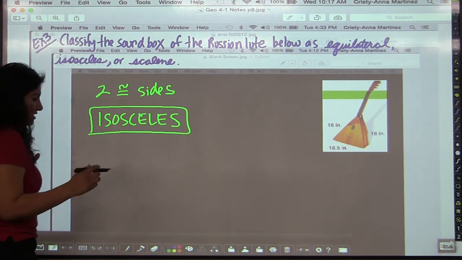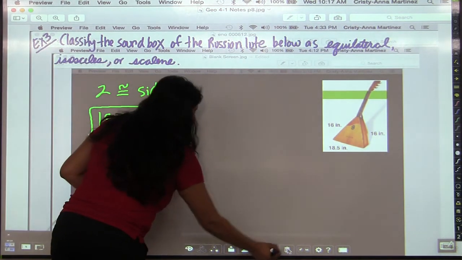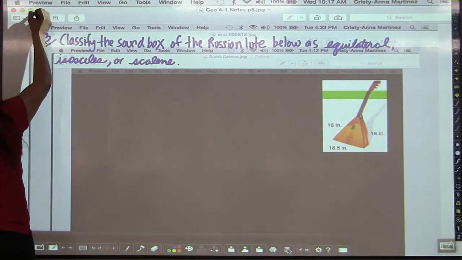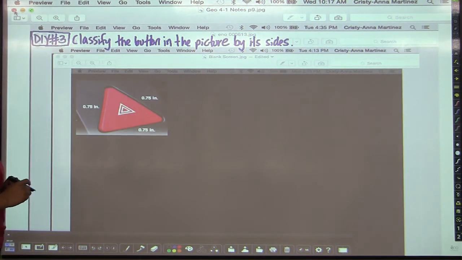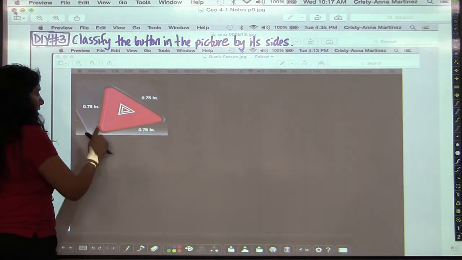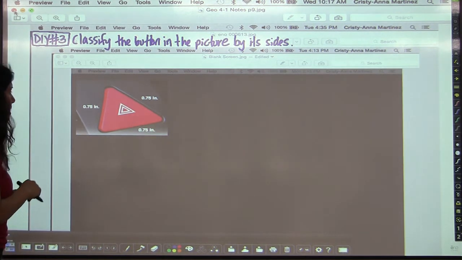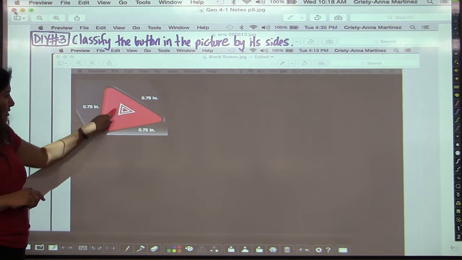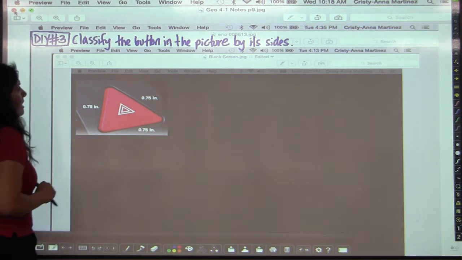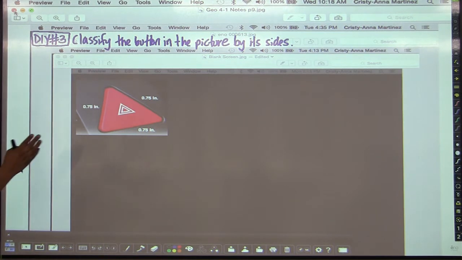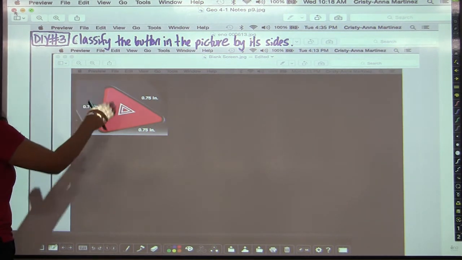And so, again, this is not a very difficult section, but you can now try this little guy. It says classify the button in the picture by its side. This is, in fact, a button of some sort. You're supposed to push that button for some kind of a hazard. It looks like that's a little hazard symbol there. But again, the dimensions of the sides are given. So based on it, they want you to classify the triangle in the picture by its sides.